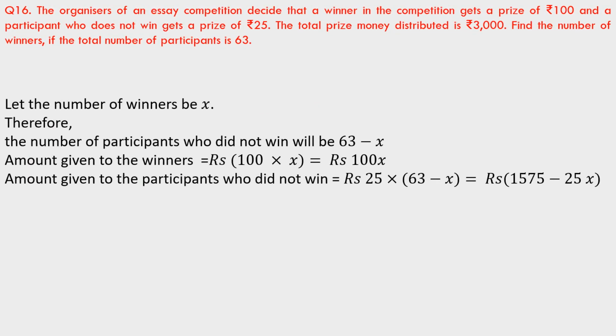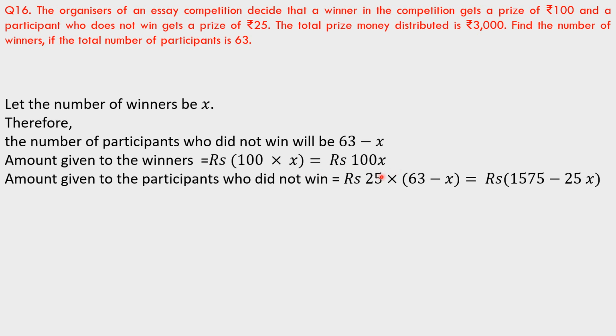Since here the number of winners is unknown, let the number of winners be x. From the last sentence, we have the total number of participants as 63. So, the number of participants who did not win will be 63 minus x. From the question, a winner gets a prize of rupees 100. So, the amount given to all winners equals rupees 100 into x, which equals rupees 100x.